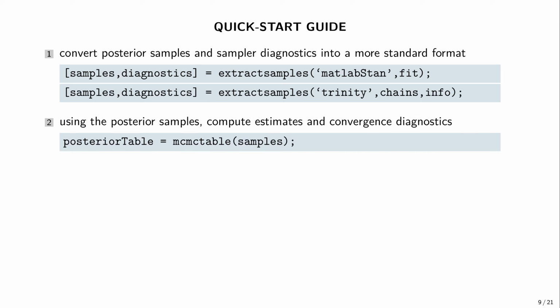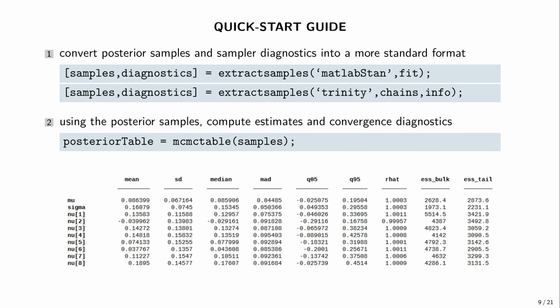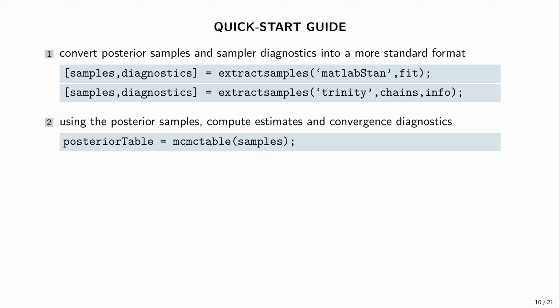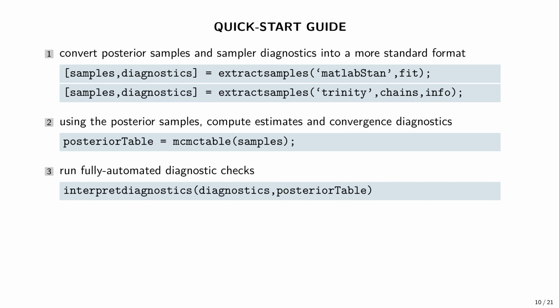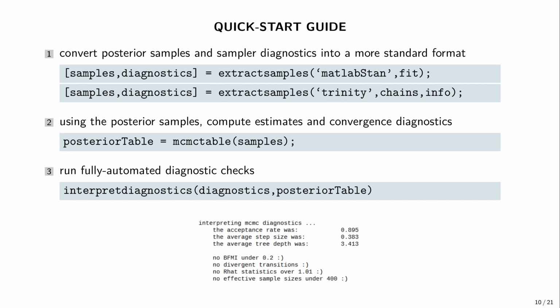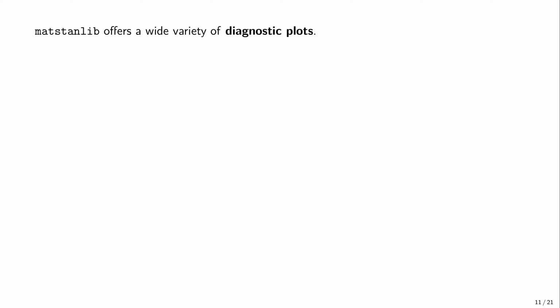Then you can use the posterior samples to compute summary statistics and convergence diagnostics using the MCMC table function, which will return a table like this, which looks like what you would get in R or Python. And you can run a full set of automated diagnostic checks, which, if you pass all the checks, will look like this. But if you failed one or more of the MCMC computational checks, then you'll get more detailed output. And you can follow up on that output using the wide variety of diagnostic plots that is offered by matstanlib.